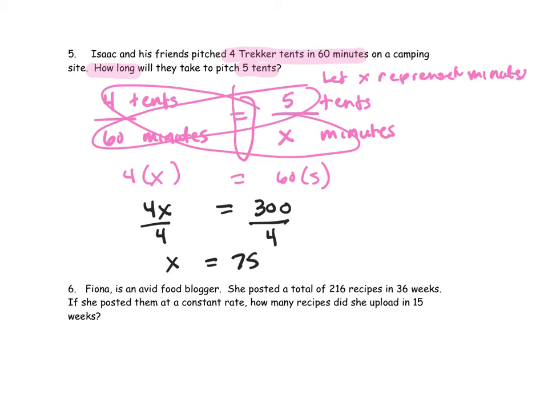Now, the very last thing we have to do, and we're working with a word problem, is we're going to answer the question. And what they ask us is how long will they take to pitch 5 tents? I also know that x represents my minutes. And again, in my proportion, if I look, I've labeled minutes. So there's 3 ways for me to tell the meaning of this answer. Go back to the original word problem, look at what you defined your variable as, or look at your labels. So it will take 75 minutes.